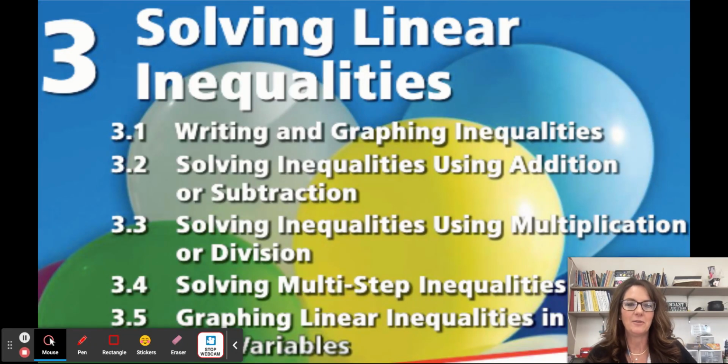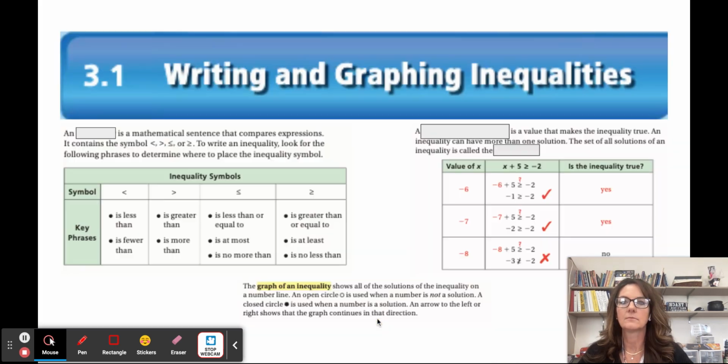Okay, here we go. We are in chapter 3 now, and we are going to be learning to solve linear equations. Okay, when we're talking about writing and graphing linear equations, first of all, fill in the blank here in your notes with this vocabulary word.